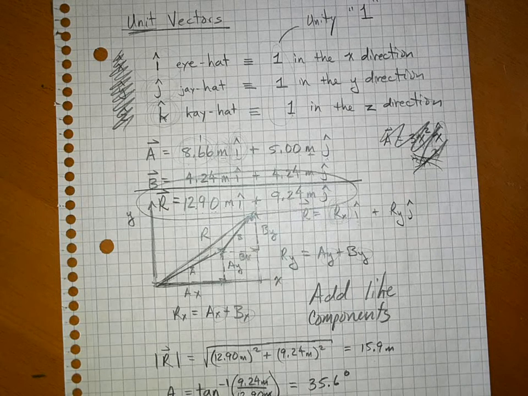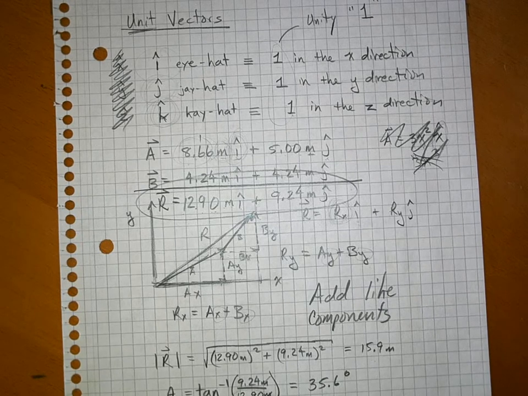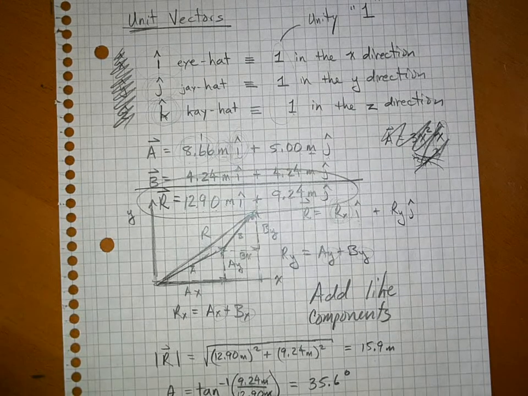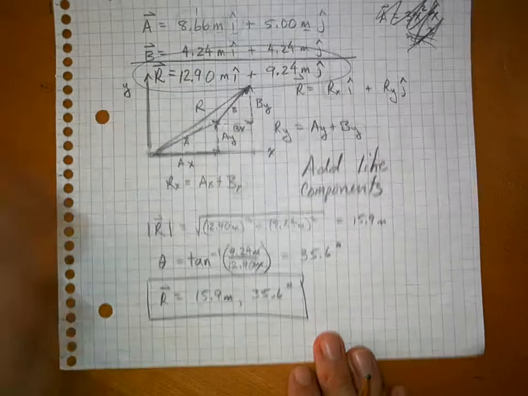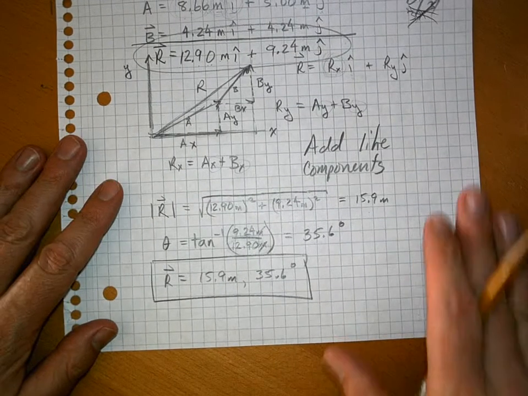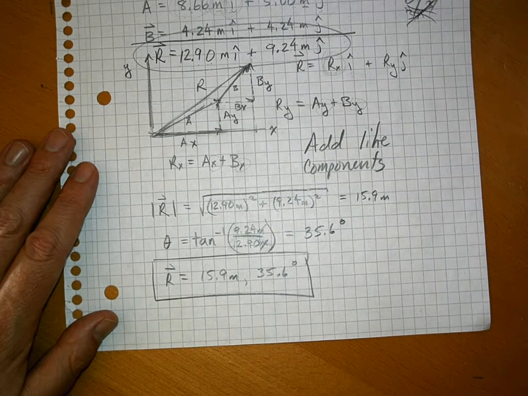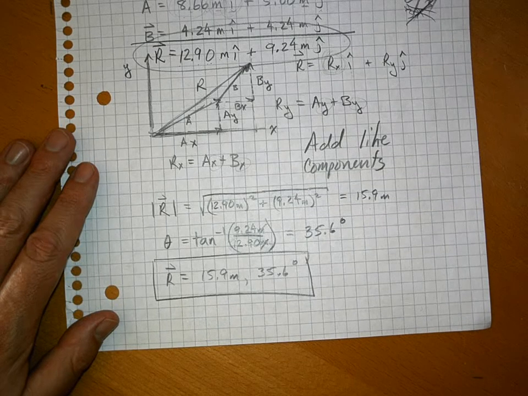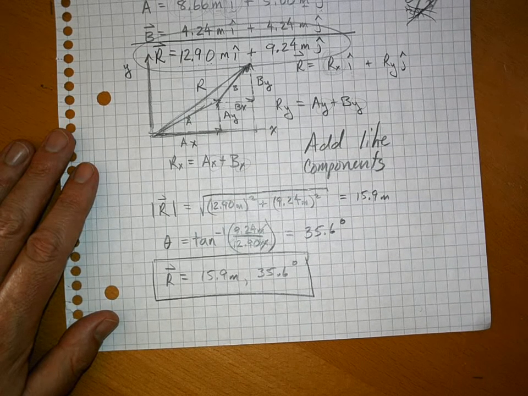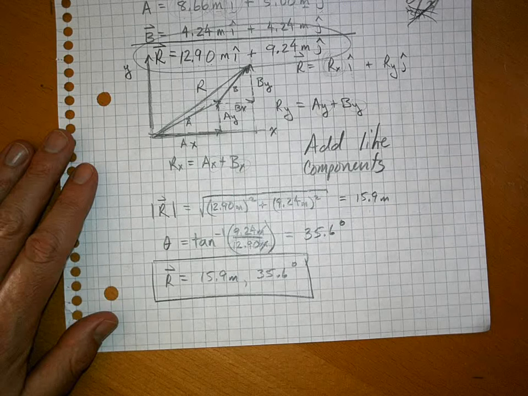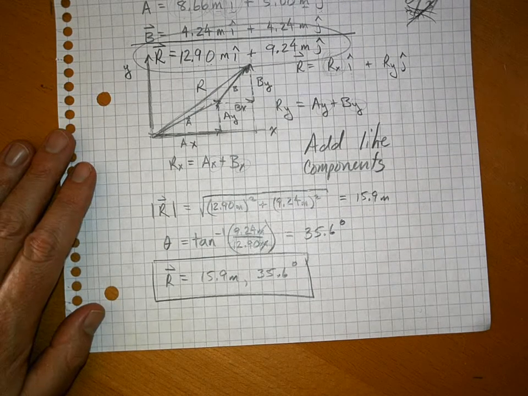And most of the time that's good enough. But if they ask you what is the magnitude and direction, you have to change your answer to polar coordinates as we did right here. Okay, so that's it. I think we've covered it pretty well. If you have any questions, you can email me, or if you're watching this in class, you can ask me right now.